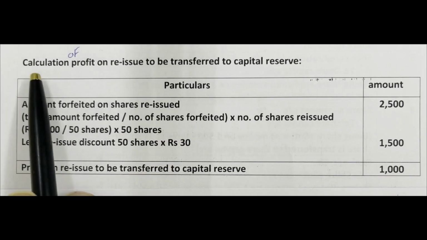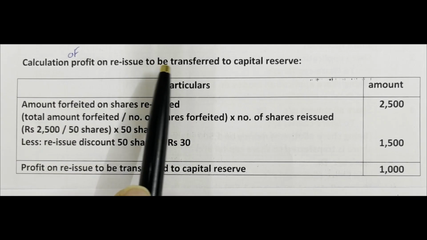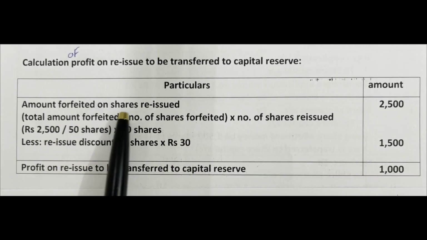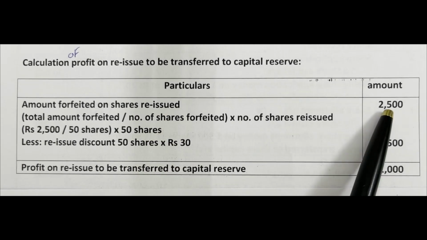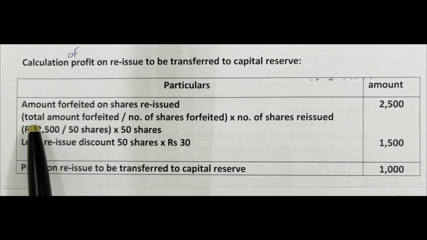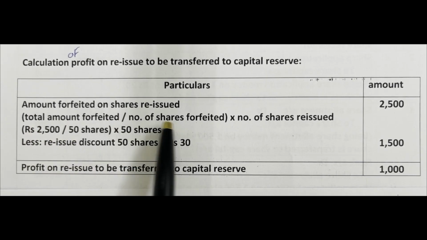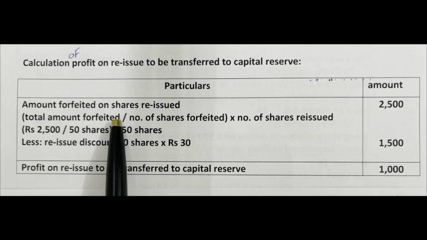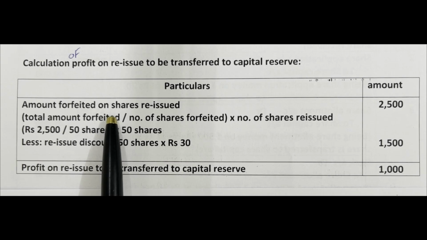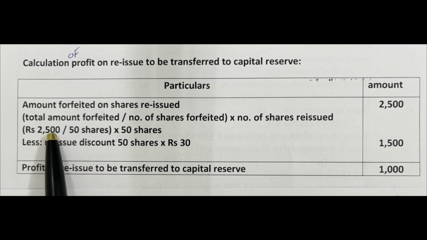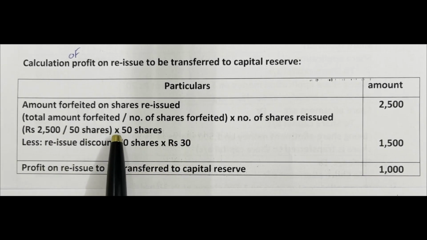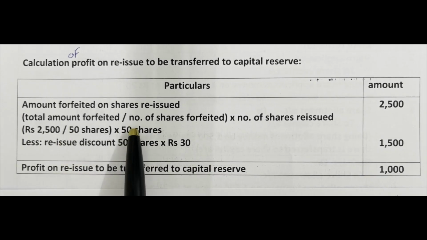See, this is the table. Calculation of profit on reissue to be transferred to capital reserve. Particulars, amount. Amount forfeited on shares reissued: this amount we have to calculate by using this formula. Formula is total amount forfeited divided by number of shares forfeited into number of shares reissued. Total amount forfeited: on forfeited shares, already we received 2,500 rupees. That amount divided by number of shares forfeited, 50 shares are forfeited, into number of shares reissued, 50 shares are reissued. 50 will get cancelled.